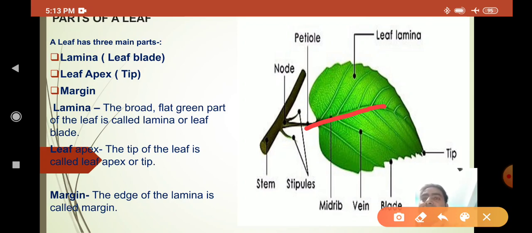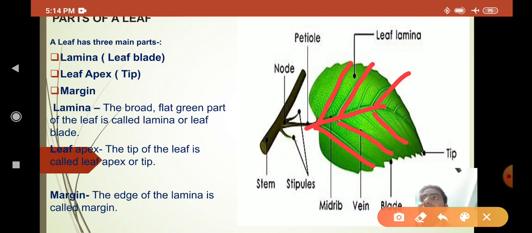Now veins. What are the veins? You can see here lines all over. These lines are called veins. The midrib branches into thread-like structures called veins. What is the function of the veins? Veins transport water and minerals to the leaf.